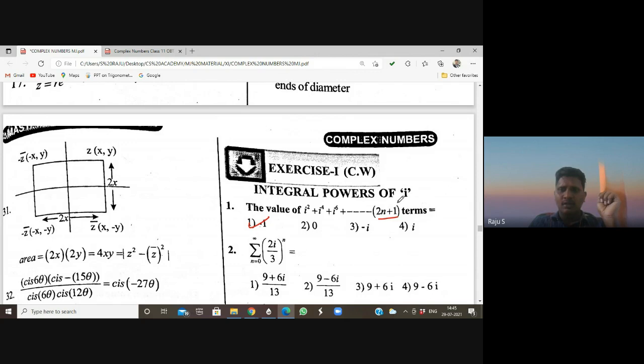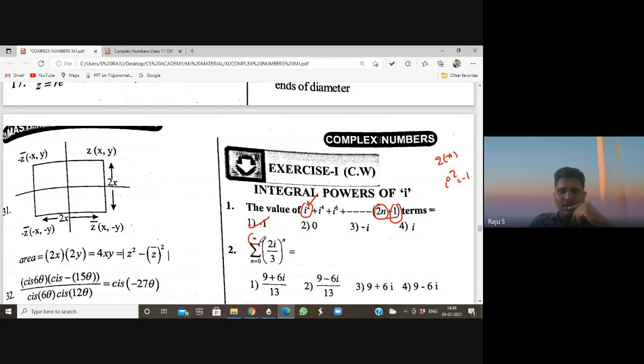Students, 2n plus 1 till 2n, it will be 0. Then at last the remaining 1 will be there, 1 nothing but I square. I square is -1. 2n till 2n it will be 0. Remaining plus 1, another extra term will be there. That I am taking as I square value -1. Second answer.